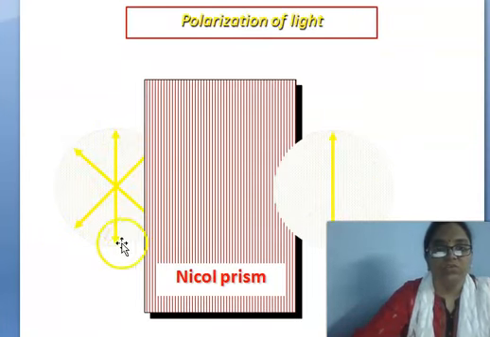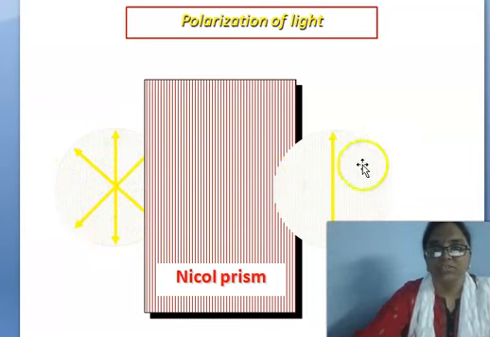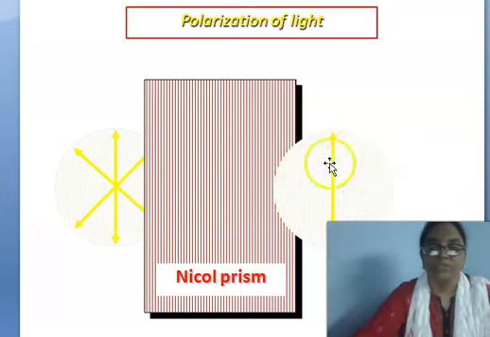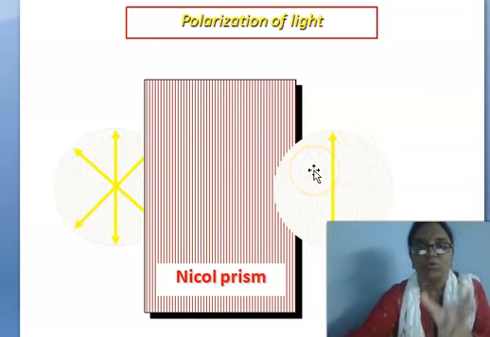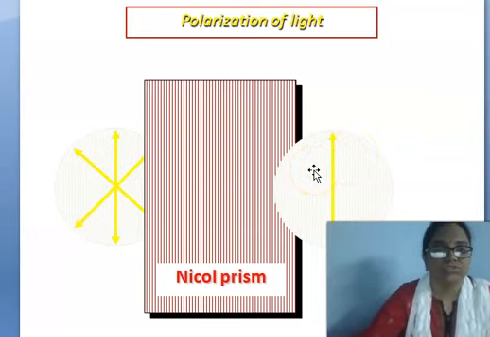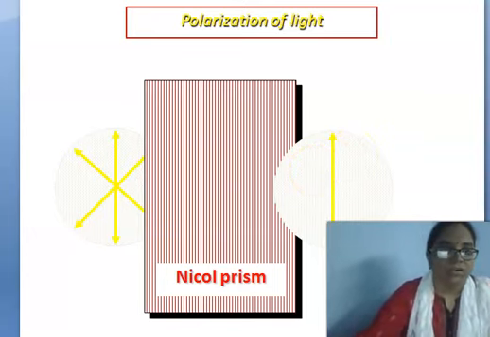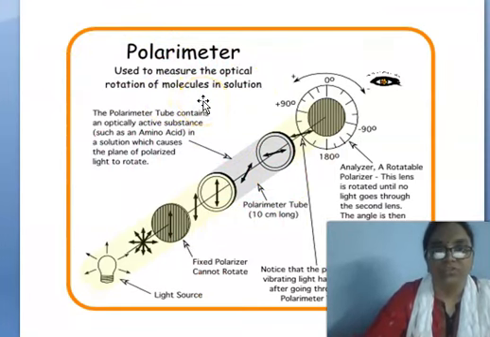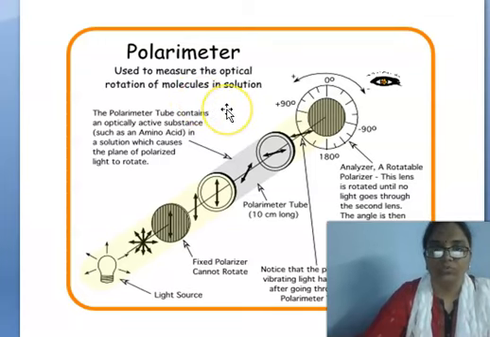When ordinary light, that is monochromatic light, passes through a nicol prism, the emergent light is found to consist of waves vibrating in only one plane. This phenomenon is called polarization of light. The next one is the instrument we normally use for measuring the optical rotation values of molecules in solution.